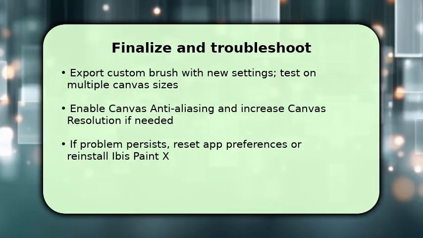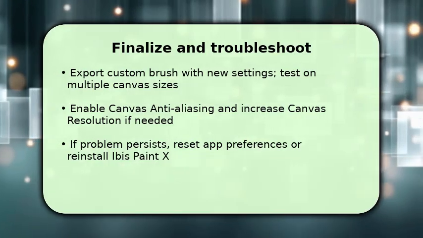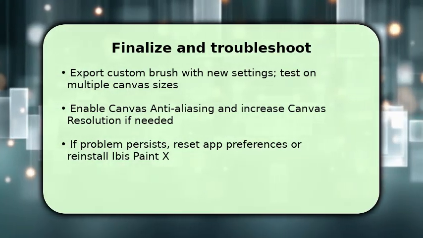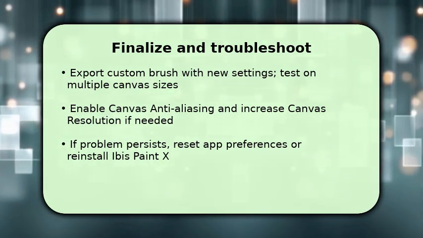If pixelation still appears, clear app cache, reset preferences, or reinstall Ibis Paint X because corrupted app data or a bad resource file can persist. That troubleshooting tip usually resolves stubborn issues.